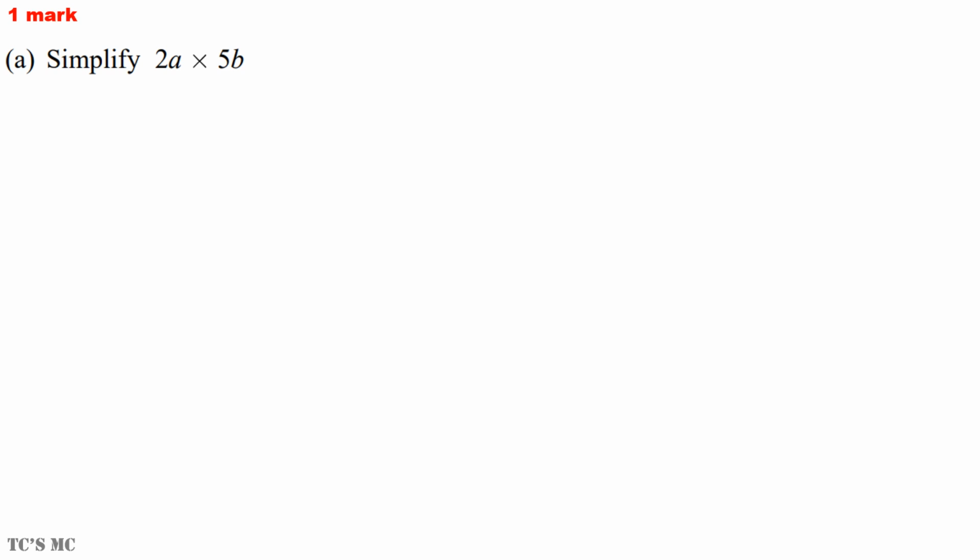Simplify 2a multiplied by 5b. If I write this out, I have 2 multiplied by a multiplied by 5 multiplied by b. So this is the opposite of simplifying. I'm going to rewrite that to give me 2 multiplied by 5 multiplied by A multiplied by B. Now I can simplify. 2 multiplied by 5 is 10, so I get 10AB.